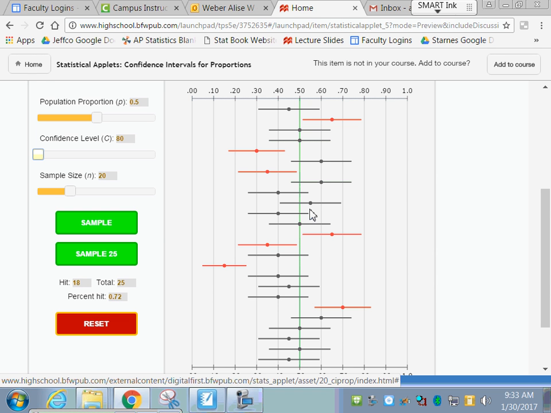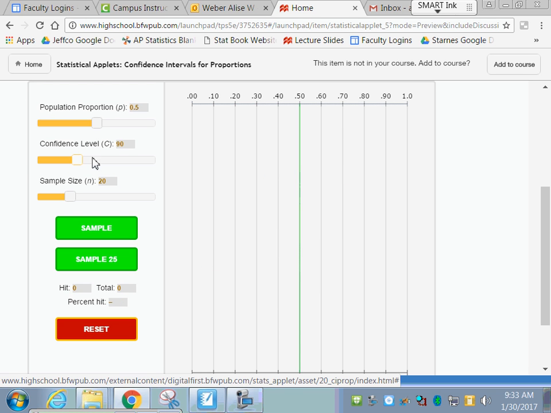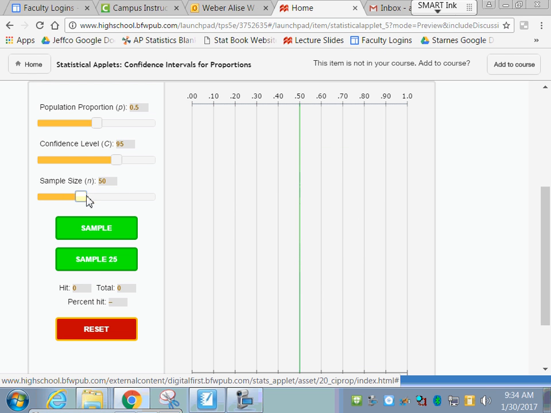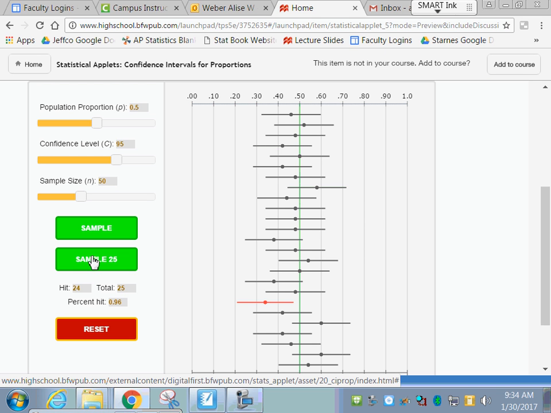Abby, what's step 6 say? Reset the applet and change the confidence level to 95. What happens to the length of the interval that I've used? All right, so there's my 25, and we have a sample size of 20. So what happens when I increase my sample size? I know, it all went away.